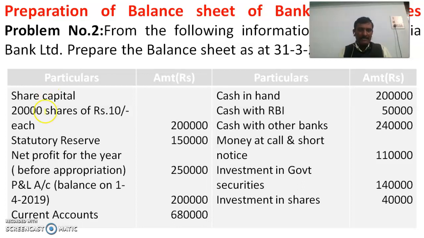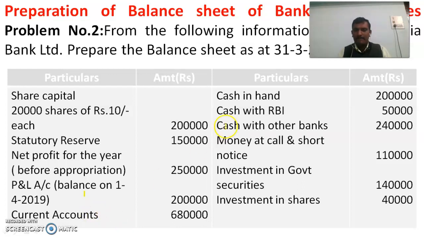Here, share capital is given, statutory reserve is given, net profit for the year before appropriation is given. This is very important. Net profit for the year is not clearly given, they have given it before appropriation. It means we have to make a note for finding the balance available to the balance sheet, or the balance of profit taken to the balance sheet is to be calculated through a working note. Then they have also given the information about profit and loss account balance on 1/4/2019. It means a brought forward profit is given.